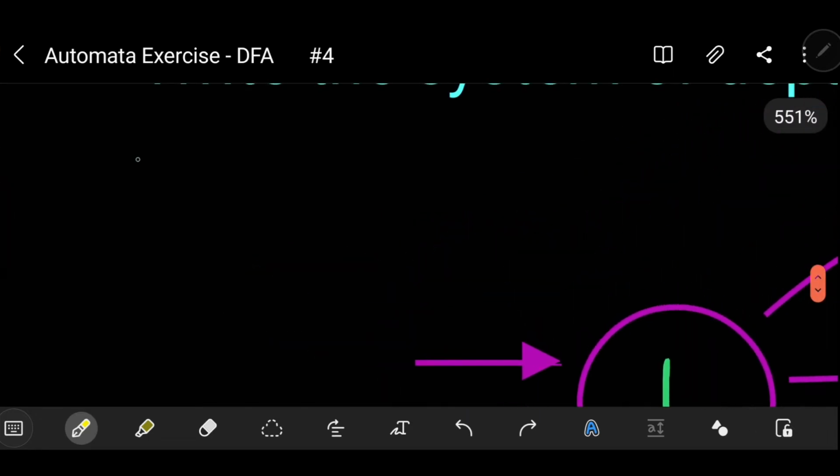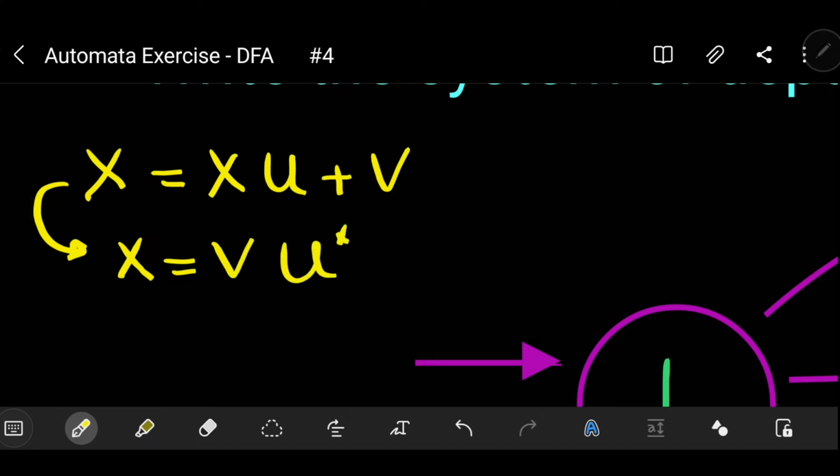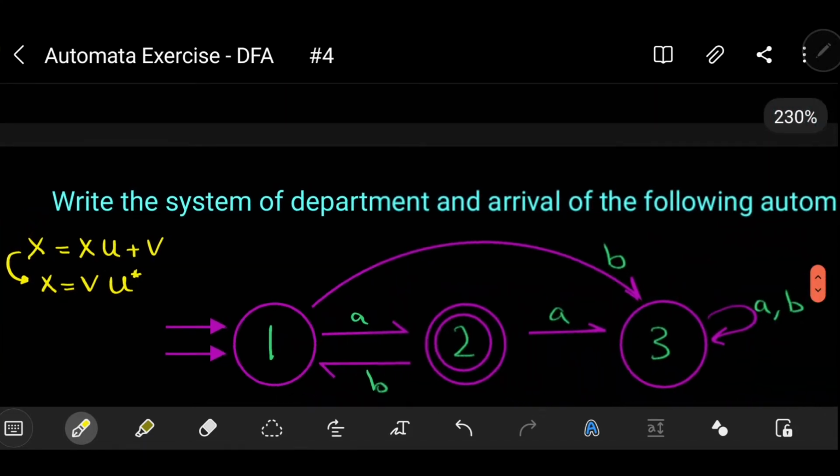So x equal to x u plus v. This form I can write in this way, and the key to solving these exercises is to change x into this form: x equal to v u star.